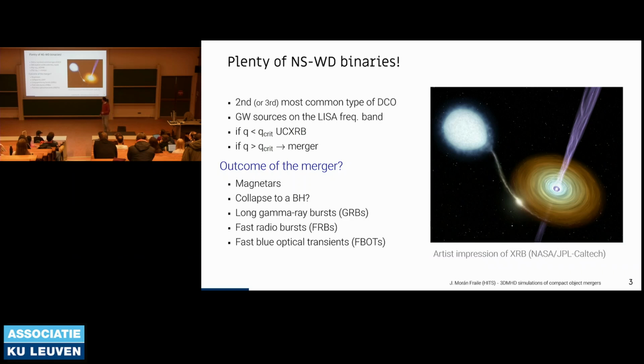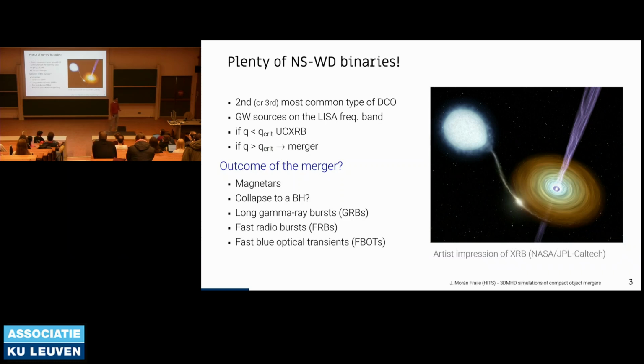And this is the case that I'm interested in, because the outcome of these mergers is not that clear. They have been proposed to have many different types of outcomes. It could be the explanation for the formation of magnetars. Depending on how much material is accreted onto a neutron star, you could form black holes. They have been proposed to give rise to different types of transients, ranging from long GRBs to fast radio bursts to fast blue optical transients, and many more.